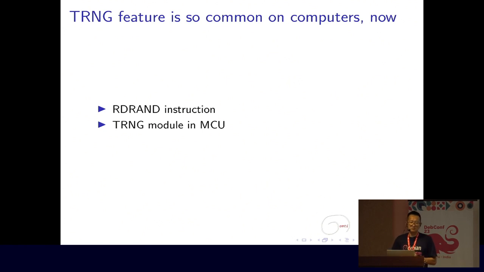And because true random number generator feature is so common on computers, these days we have a RD-RAND instruction on Intel architecture, or TRNG module is so common, even in a very small microcontroller. So I guess that when you have a smartphone, you have multiple true random number generator implementations on your hand.